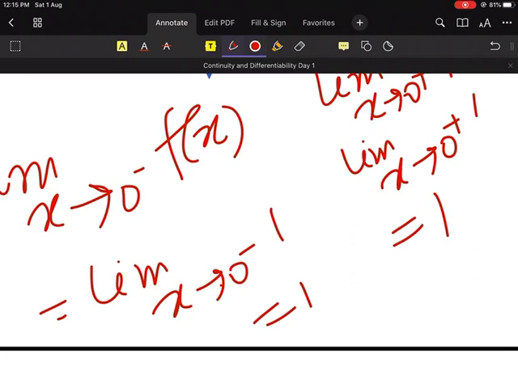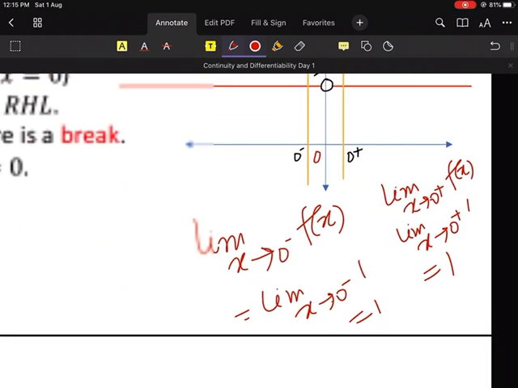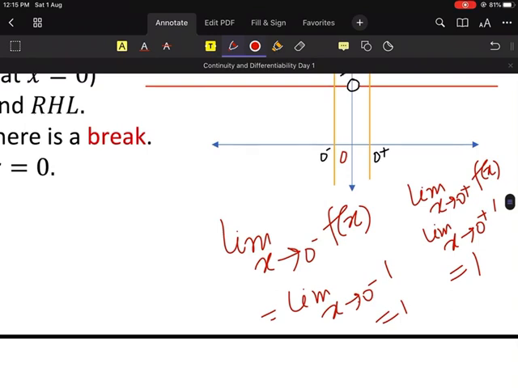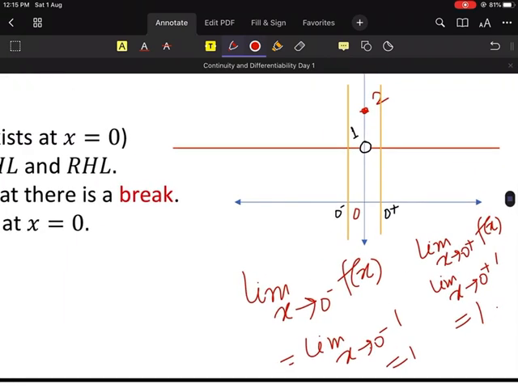Because in order to check whether the limit exists or not, the only condition I need to satisfy is whether left hand limit is equal to right hand limit or not, right? And I see left hand limit is equal to right hand limit. So the limit exists. Am I clear? Everyone understood?